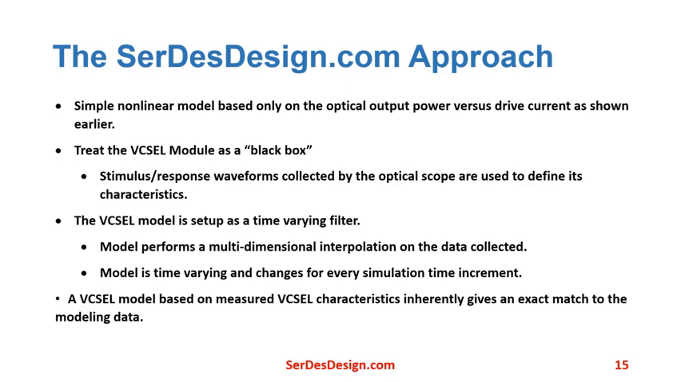With this approach, the VCSEL model is set up as a time-varying filter. The input data includes sets of characteristics for various I average and I mod levels. The model performs a multidimensional interpolation on the data to derive the characteristics for any specified I mod and I average level used. The model is time varying and changes for every simulation time increment. Nonetheless, the model is very fast. The VCSEL model based on measured VCSEL characteristics inherently gives an exact match to the modeling data.